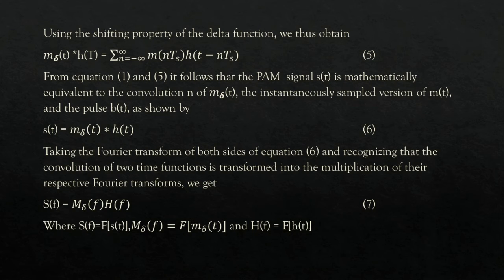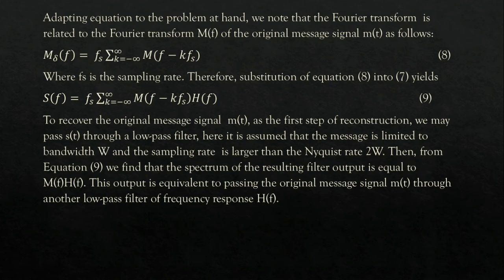Taking the Fourier transform of both sides of equation number 6 and recognizing that the convolution of two time functions is transformed into the multiplication of their respective Fourier transforms, we get capital S of f equal to M delta of f capital H of f. It is equation number 7, where capital S of f equal to F of s of t, M delta of f equal to F of m delta of t, and H of f equal to F of h of t.